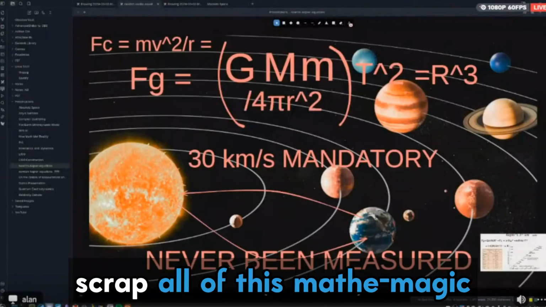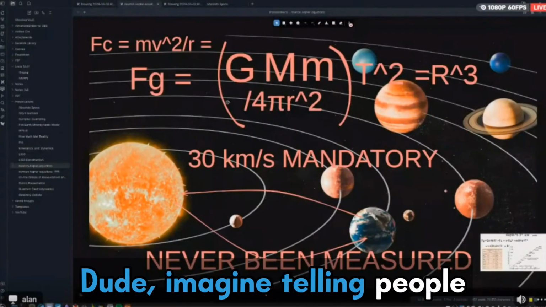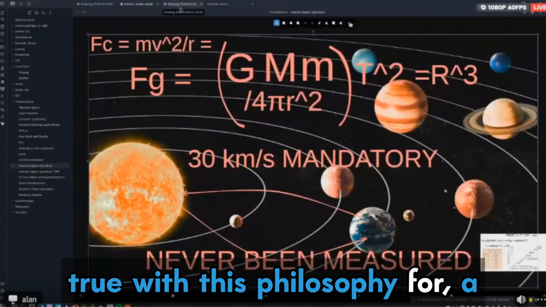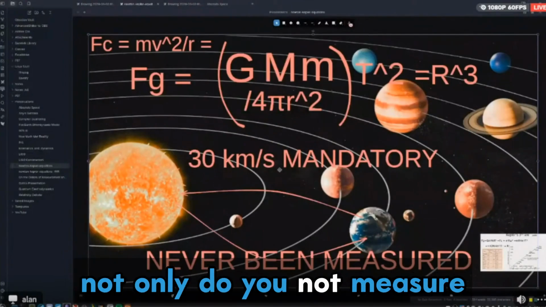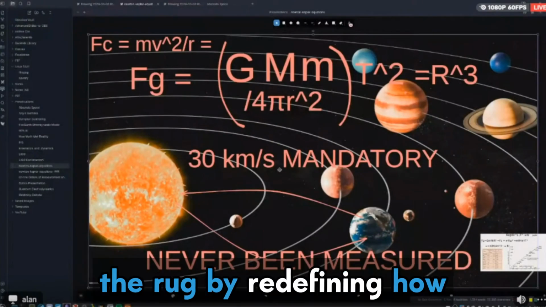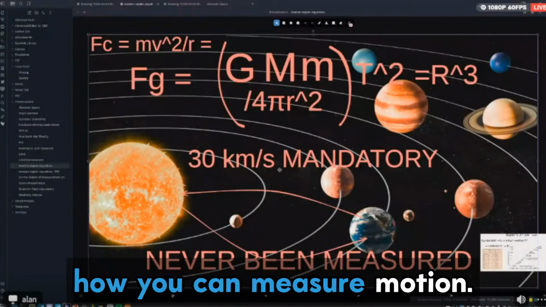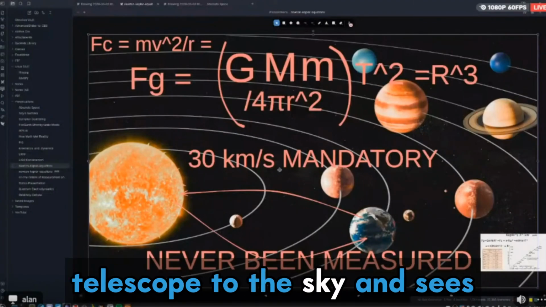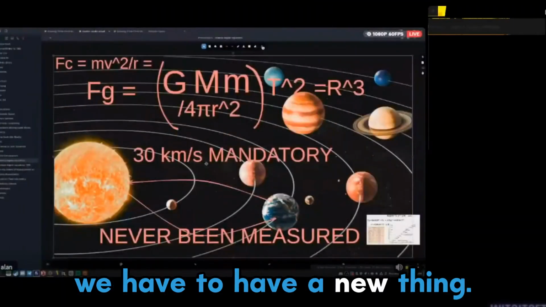They have to go back and scrap all of this math, the magic that they had pieced together. Dude, imagine telling people that these equations hold true with this philosophy for a couple of centuries, and then you roll around, not only do you not measure it, but you sweep that under the rug by redefining how light works and how you can measure motion. And then some guy puts his telescope to the sky and sees galaxies spinning too fast.